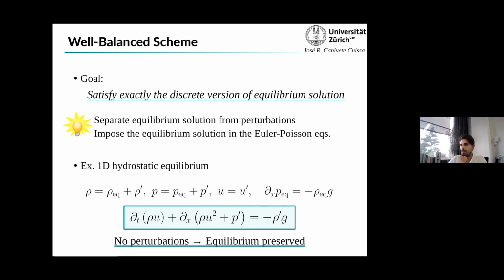This means that if in your system you have no perturbation, so just the equilibrium profile, you have no fluxes and no source terms, and your equilibrium will be automatically preserved.